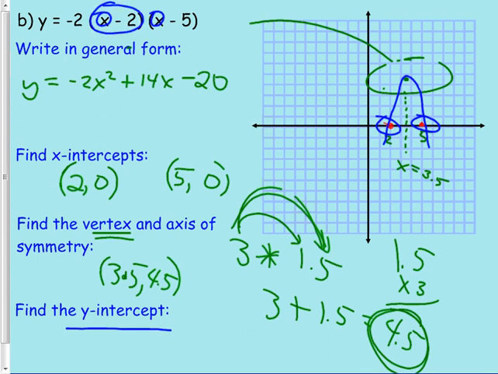So this is negative 2 times negative 5, which makes positive 10. 10 times negative 2 makes negative 20. And if I'm going to make it a y-intercept, it's where x equals 0, right? So (0, -20).